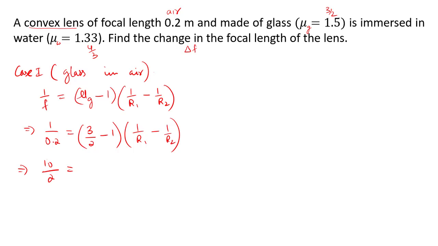Then we have 1 by R1 minus 1 by R2 is 10. So 10 equals 1 by R1 minus 1 by R2. This focal length is in air. Let us write F in air.